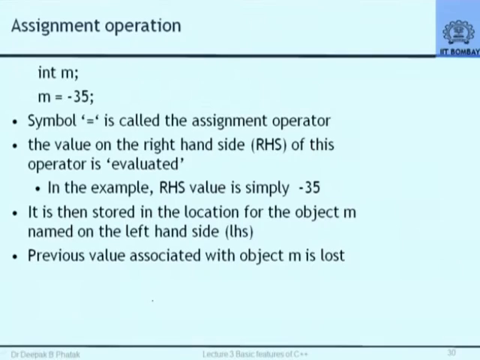So the way the assignment operation works is the value on the right hand side is evaluated. In the sample case, the value is minus 35. So that itself becomes the value. Now this value is taken and is assigned to the location designated on the left hand side. Since LHS says M, value of M now becomes minus 35. If M was earlier 28, 35, whatever, that value will be lost. This new value will come into M.